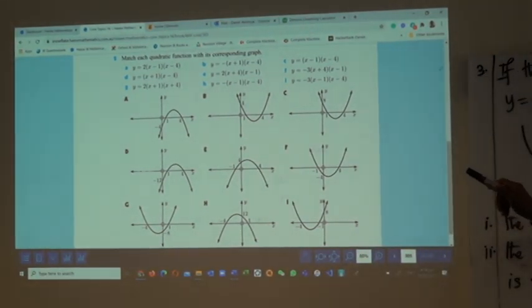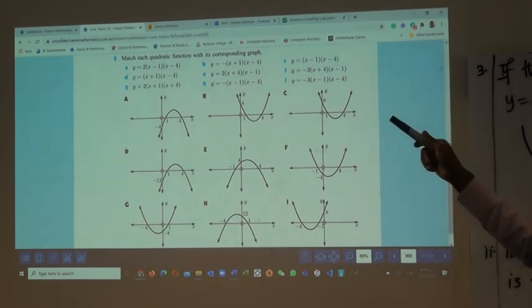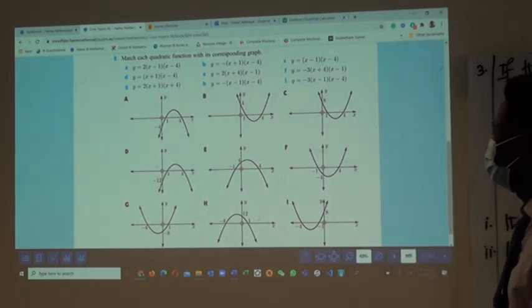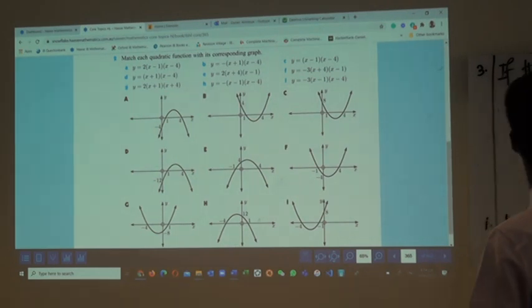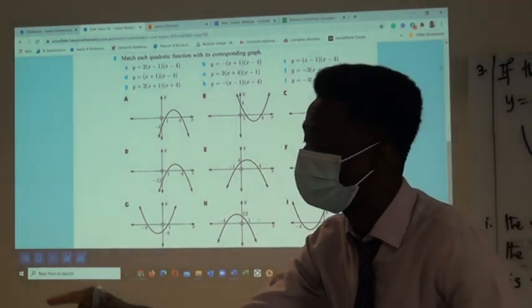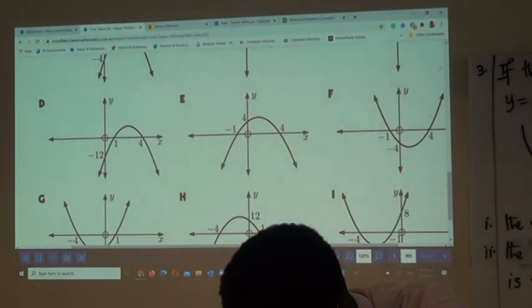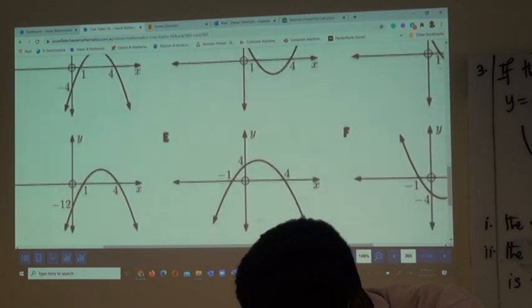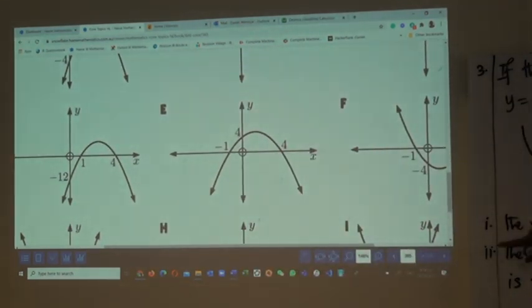Who wants to go next? Number B? Yes, sir. He thinks it's E. Let's investigate. Number B is negative bracket x plus 1 bracket x minus 4. You thought it was E? Let's enlarge that so we can investigate together. Oh, that's E. So let's see. It's a maximum form because of this negative, so maybe it's right. The intercepts are -1 and +4.